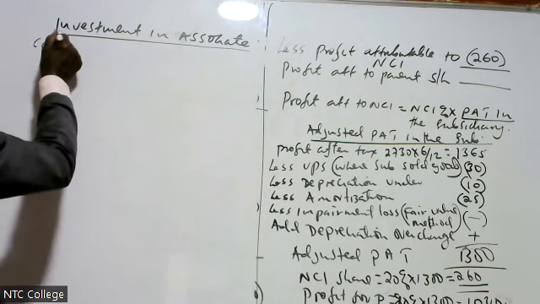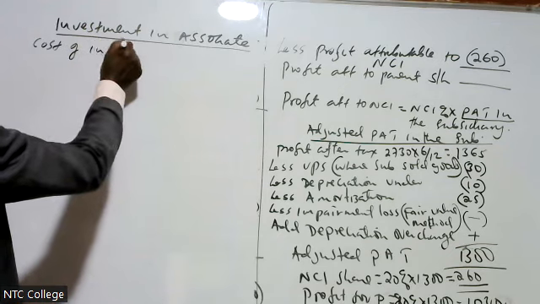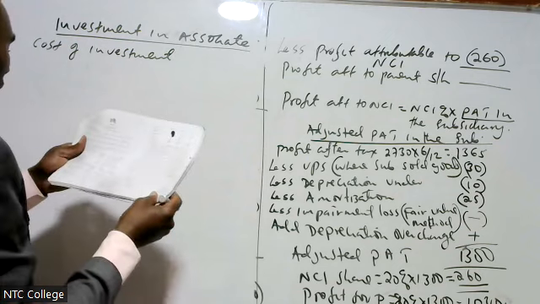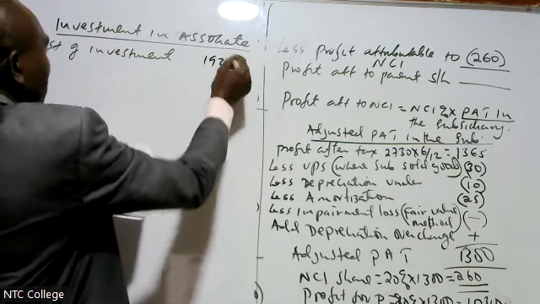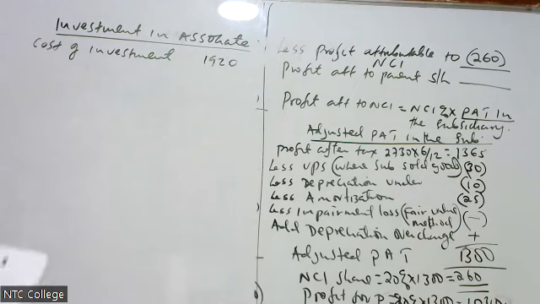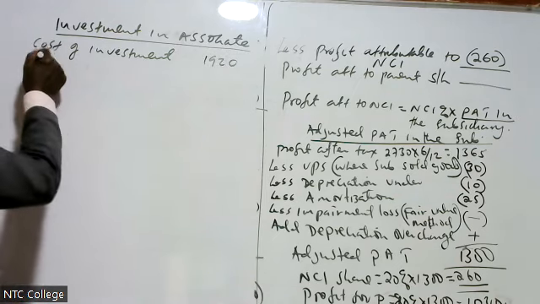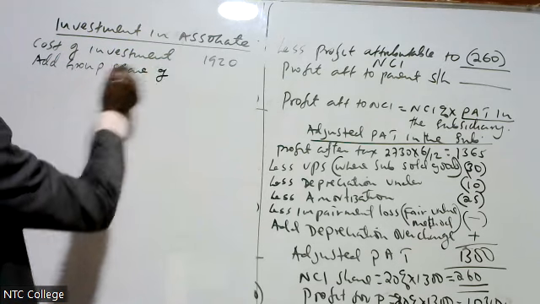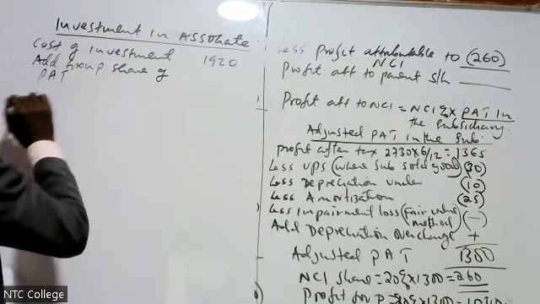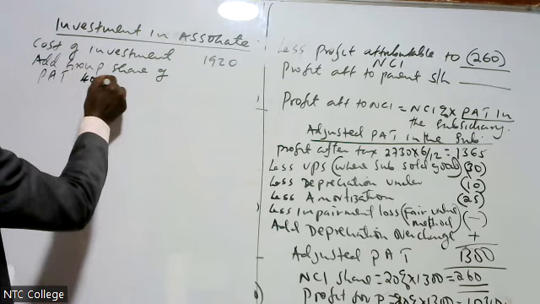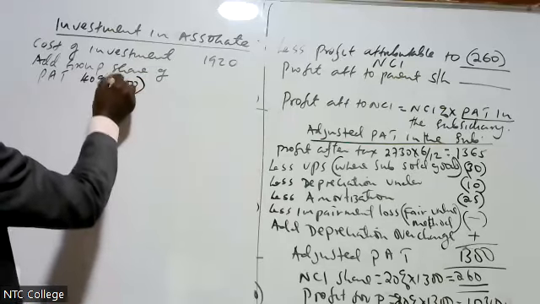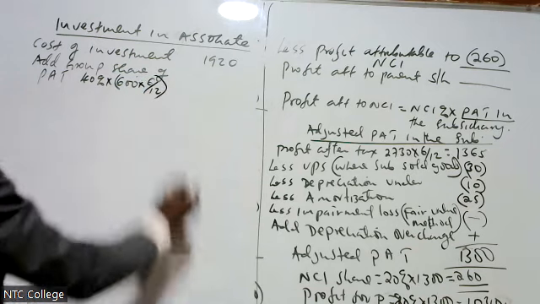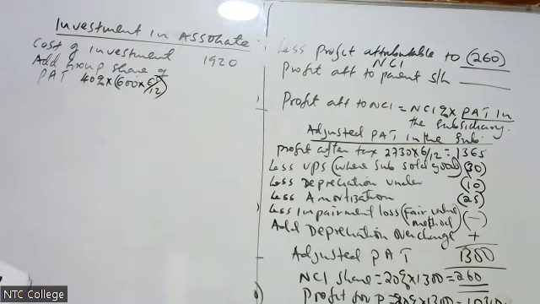This one, you take the cost of investment. The cost of investment is what you invested in the associate. That is 1920. Then we come to our group share of profit after tax. That is 40% times 600 loss. Profit after tax is a loss of 600 times 6/12, because it was for 6 months.